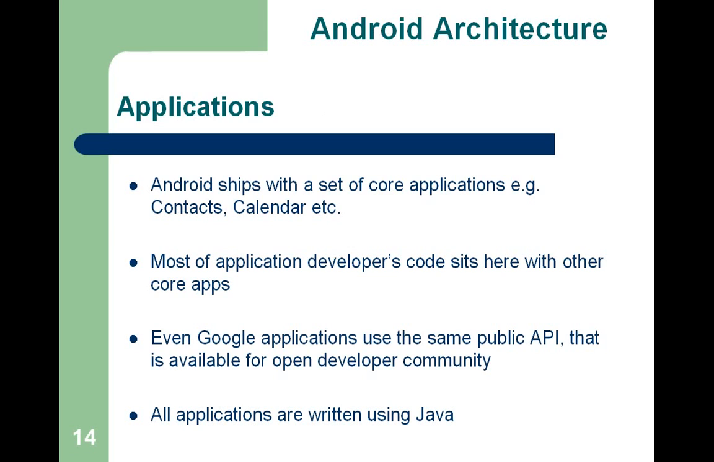Okay, so now we have reached the application layer. As we already saw, Android ships with a set of core applications, for example, contacts, calendar, or maybe email, SMS, browser. We already had a look. And most of the application developers' code sits here with other core applications. And the key thing, even Google applications use the same public API that is available for the open developer community. And all applications in this layer are written using Java.